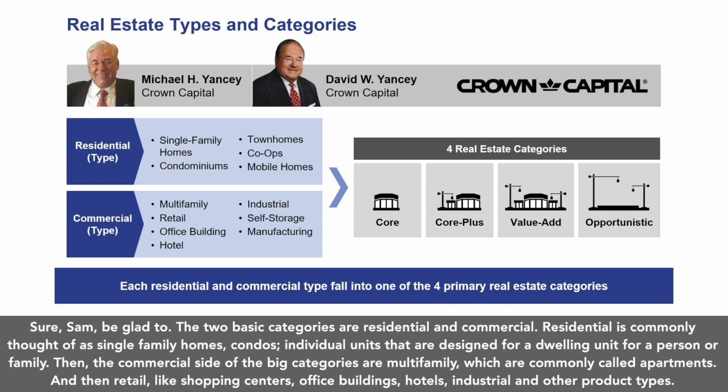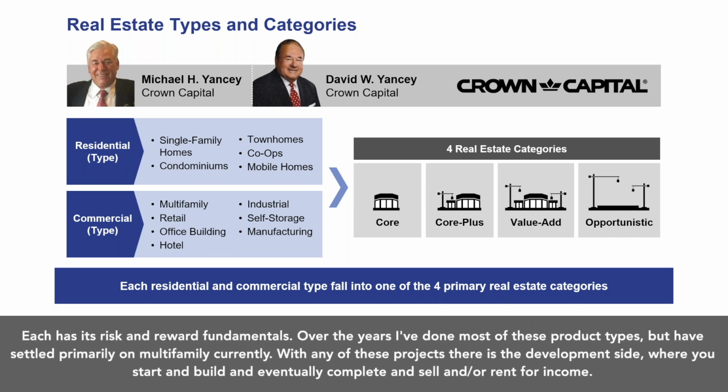And then the commercial side, the big categories are multifamily, which are really commonly called apartments. Then retail, like shopping centers, office buildings, hotels, industrial, and other product types. Each has its risk and reward fundamentals. Over the years, I've done most of these product types, but have settled primarily on multifamily currently.